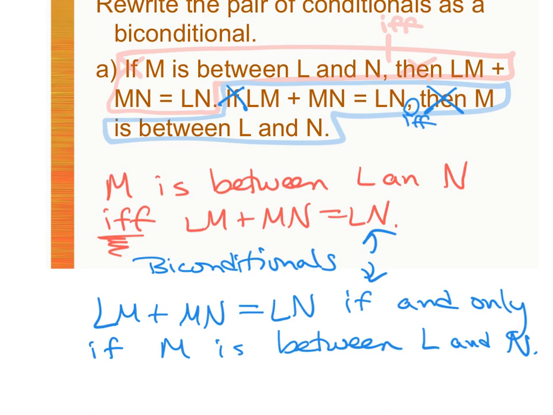This lesson has a lot of vocabulary, so make sure you understand. For example, if I ask you to write a conditional, the converse, inverse, contrapositive, or a biconditional, make sure you understand what all those terms mean and how you turn them into those types of if-then statements.